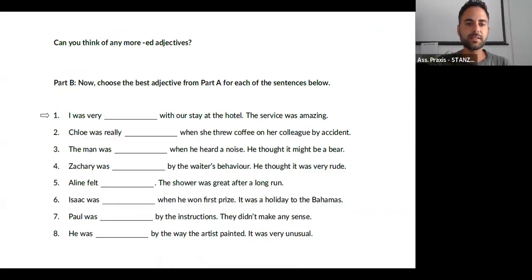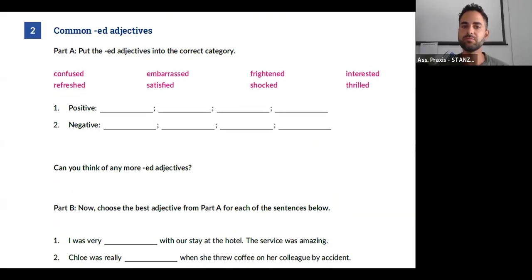So let's read sentence number 1. I was very blank with our stay at the hotel. The service was amazing. I was very satisfied. I was very satisfied with our stay at the hotel.